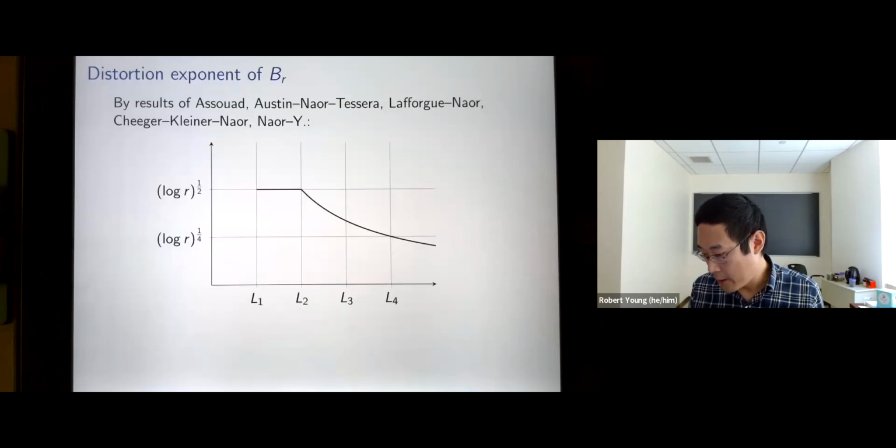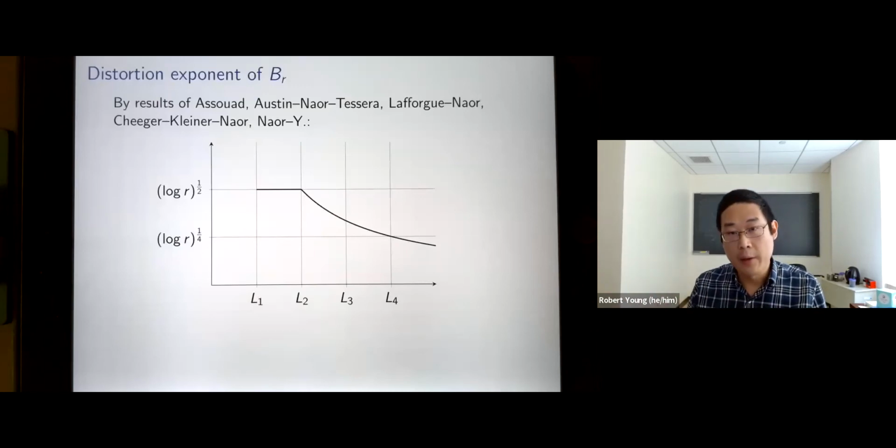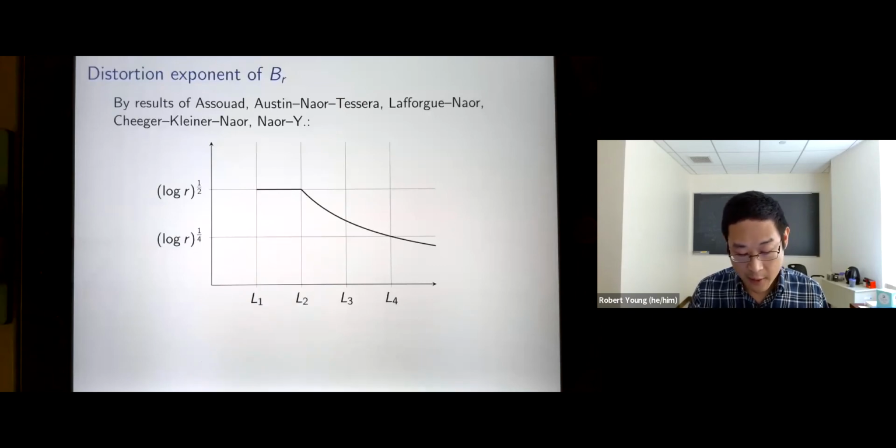It turns out that the reason we have this plateau is because Hilbert space is always the hardest space to embed in. Dvoretsky's theorem tells you that any infinite dimensional Banach space almost contains a copy of Hilbert space. And so if you can embed with root log r distortion in Hilbert space, then you can embed with root log r distortion in any infinite dimensional Banach space. And so we get this plateau here because of Dvoretsky's theorem.